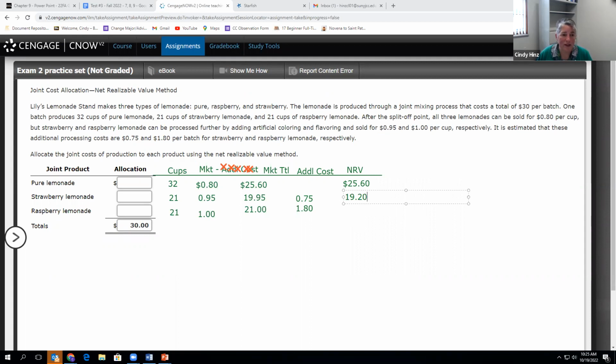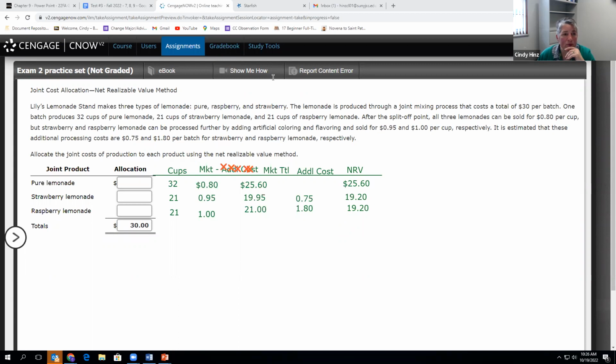We have to subtract that 75 cents in additional cost. And for the raspberry lemonade, we also have to subtract the $1.80, which is $19.20. And so the amount that we make from the raspberry lemonade, even though we sell it for more, it costs more to produce. And so the net realizable value, the actual extra value, is eaten up by that extra cost of production. So now we can do the allocation.